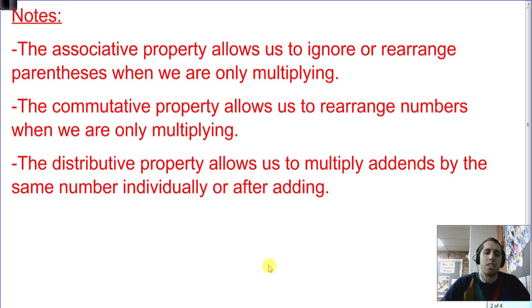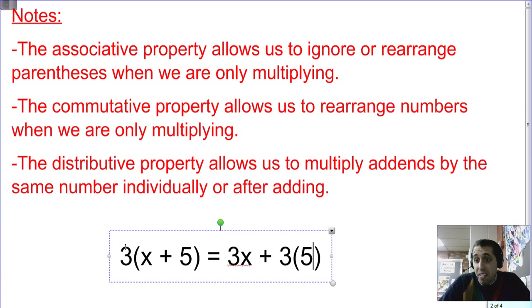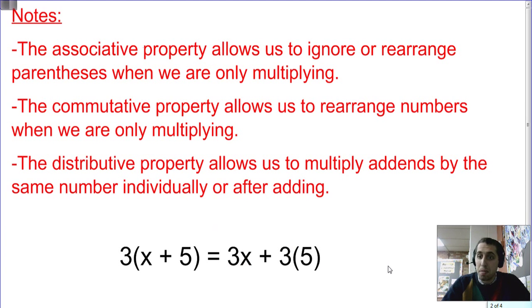And then the last note is that the distributive property allows us to multiply add-ins by the same number individually or after adding. So what that's saying is, if you have 3 times (x plus 5), you can multiply 3 times x and then add 3 times 5. Or you can add x plus 5, find out what that value is, and then multiply by 3. So you can either put them together first, and after adding, multiply, or you can multiply the numbers individually. This is something we're also going to use on the next page. So let's check it out.